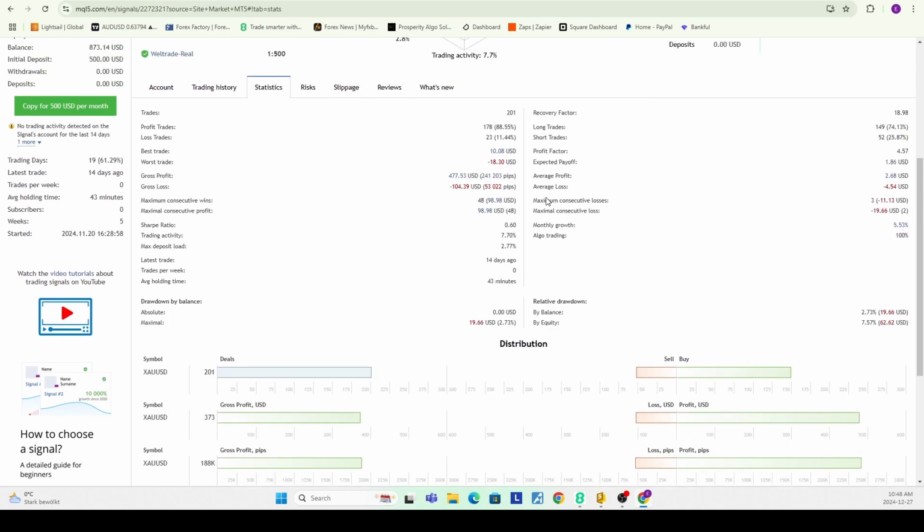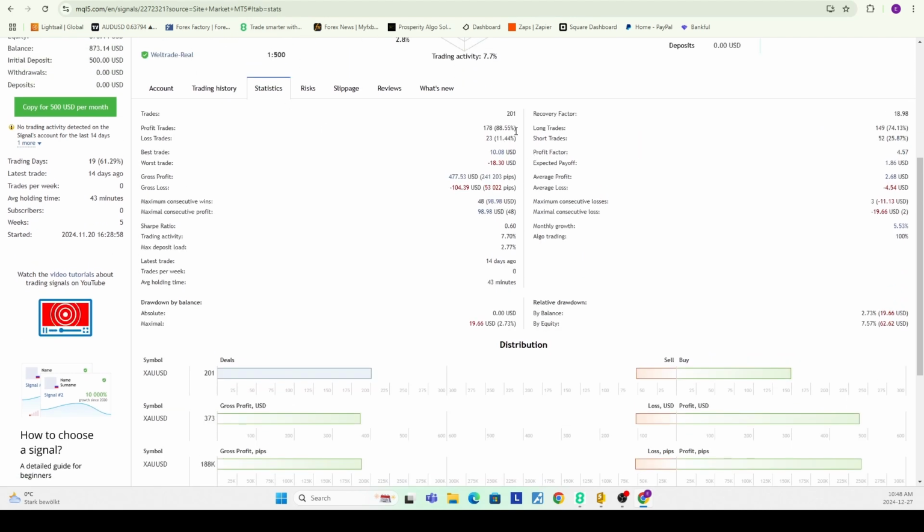And if we go over here to the statistics page, we can see a very high win rate at 88%. And if we look at the average profit over the average loss, it is good to see an inverted risk reward here. So that is typically what you would expect to see.